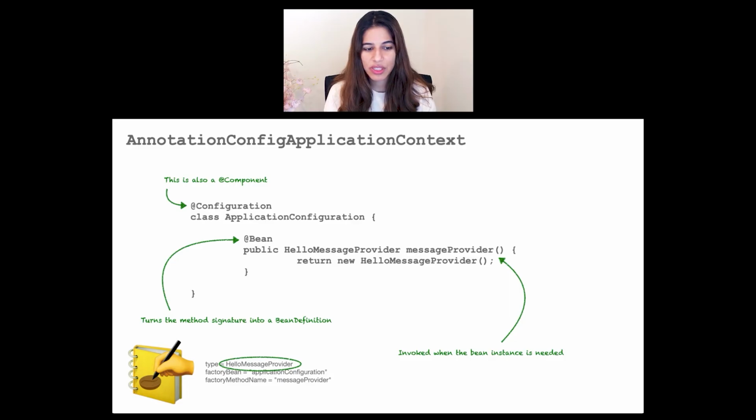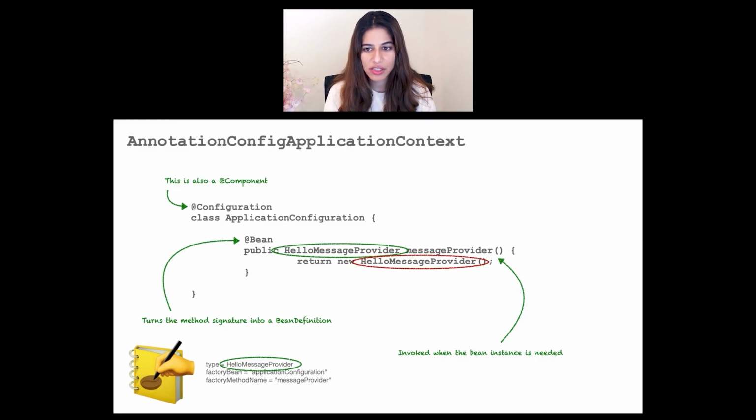It's important to note here that the type of the bean definition comes from the method signature and not from what gets returned from the method body. This means that it's best to be most specific in the method signature so that Spring has the most accurate information when it creates the bean definition.